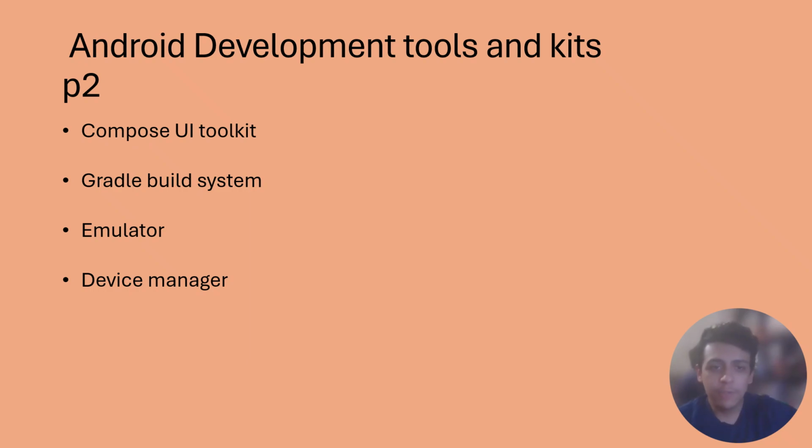Lastly, as before stated, we have the emulator. An emulator is basically a virtual Android phone on your computer. It'll let us test apps without needing a real device. It could be useful for checking different screen sizes and versions of Android, just making sure that everything fits well with the different varieties of them.